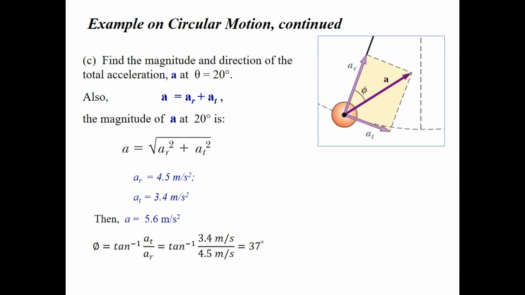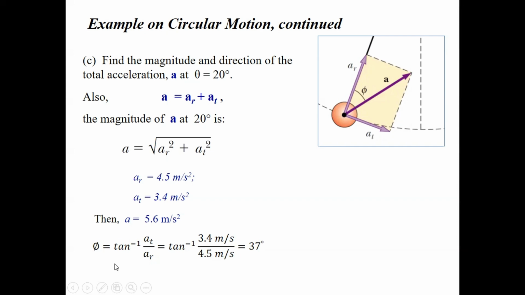So the total acceleration at angle theta equal to 20 degrees is given by the radial part plus the tangential part, as vectors. The sum of these two vectors will give the total vector. So the magnitude of the total vector is equal to the square root of the radial part squared plus the tangential part squared. We have the values a_r equal to 4.5 and a_t equal to 3.4 meters per second squared. When we substitute and solve this, we get the total acceleration 5.6 meters per second squared. This is the magnitude of the total acceleration, and now comes the angle.